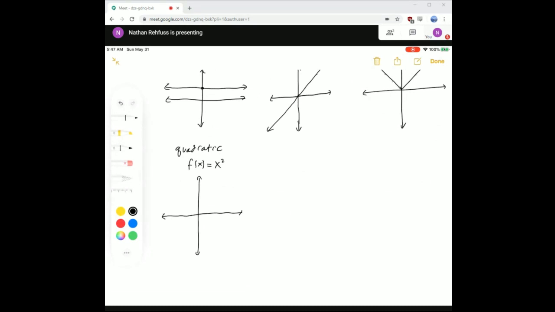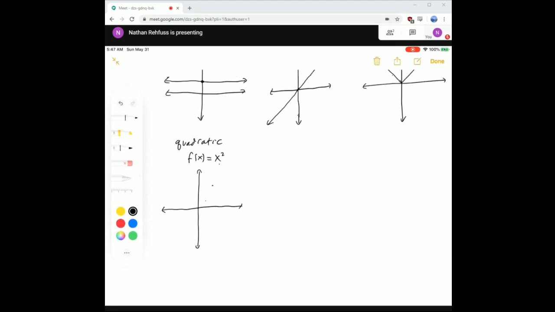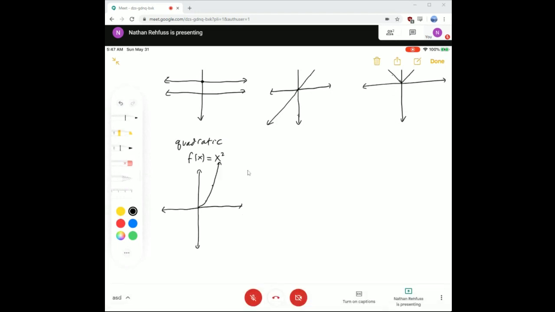So 0 squared is 0, and 1 squared is 1. 2 squared is 4, so I'll plot 2 comma 4. And 3 squared is 9. That's actually off the graph here, so that's way up there. So the further out you go, the faster it's increasing. So it's getting steeper and steeper. That's why it kind of has a U shape.